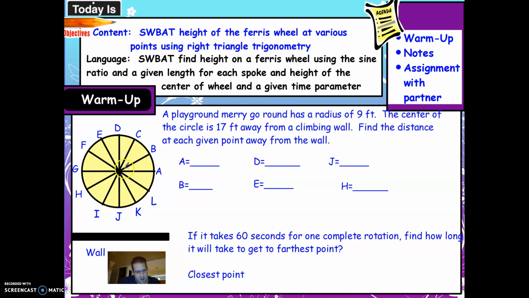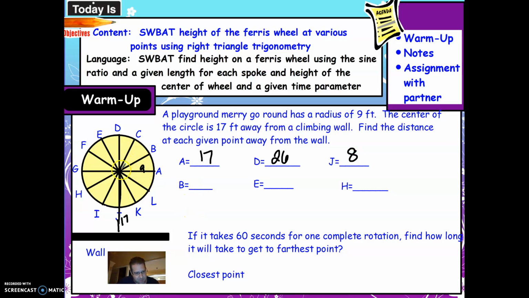A playground merry-go-round has a radius of 9 feet, a circle whose center is 11 feet from a climbing wall. Find the distance at each given point away from the wall. Okay, so A is easy. It's 17 because it's the same distance away from the wall as the center. G would also be the same, but it's not one of the choices we have to do. D is 17 plus 9, which makes 26, because this is 17 away, and we know this is 9 more away. J can easily be found because 17 minus 9 is 8.